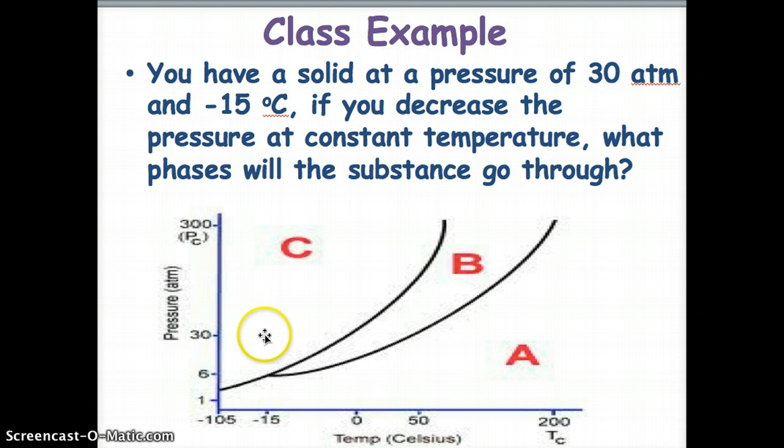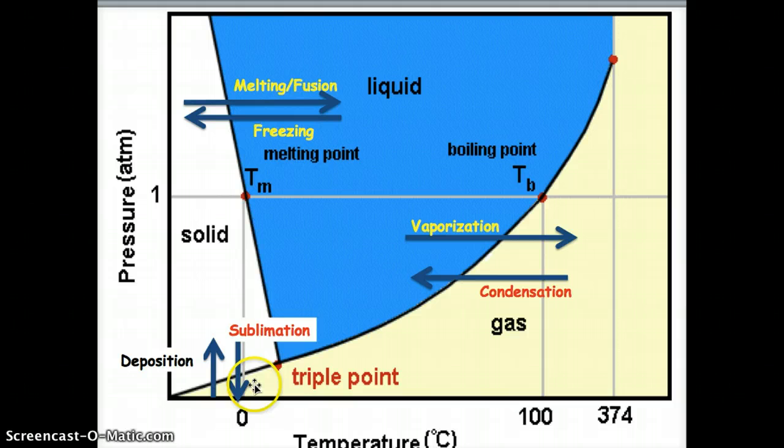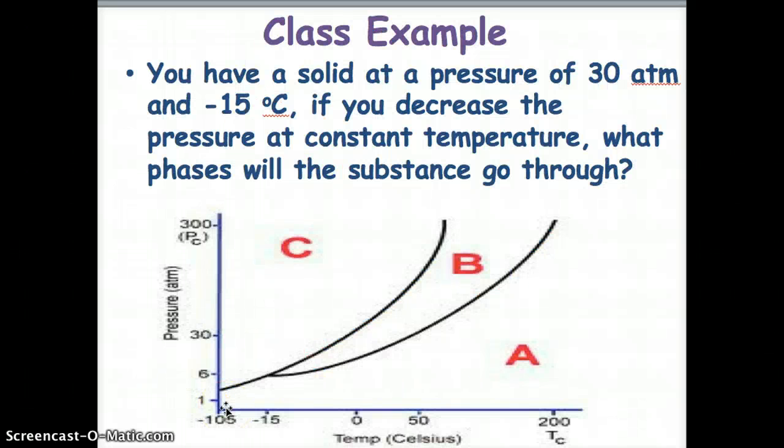So right here is my solid, but then it says if you decrease the pressure, so we're going to move down at constant temperature. So the temperature is not going to change. It's going to remain negative 15. What would happen if you decrease the pressure? What phases will it undergo? And if I go down, I notice that I'm skipping the liquid phase. And if we look back, skipping the liquid phase means sublimation. So it's going from a solid straight into a gas, and that's called sublimation. So if I ask on a test what process is this undergoing, you're going to say sublimation.